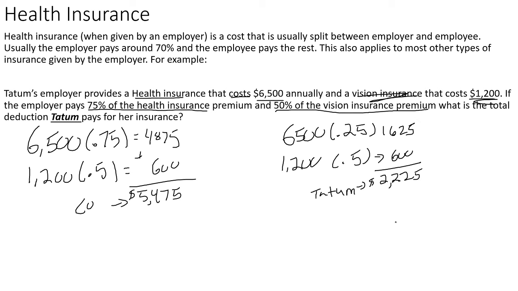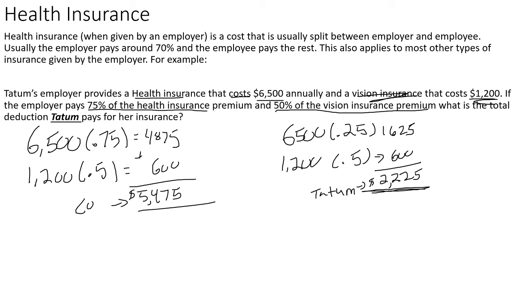Okay. So again, you might have to have two answers depending on what they ask you. If they ask you how much the company would pay, then you have this. If they ask you how much Tatum would pay, or what Tatum's deduction would be, that would be this, because this is the amount of money the company would take out of Tatum's income to pay for her stuff there.